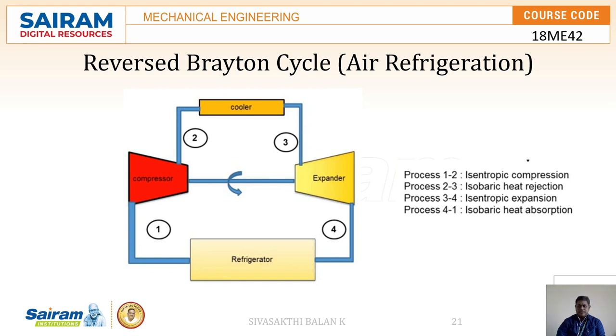As usual, even in the reverse Brayton cycle, we have 4 processes. The process 1 to 2 is known as the isentropic compression process, and then isobaric heat rejection, isentropic expansion, and isobaric heat absorption. These are all the 4 processes undergone in this reverse Brayton cycle.